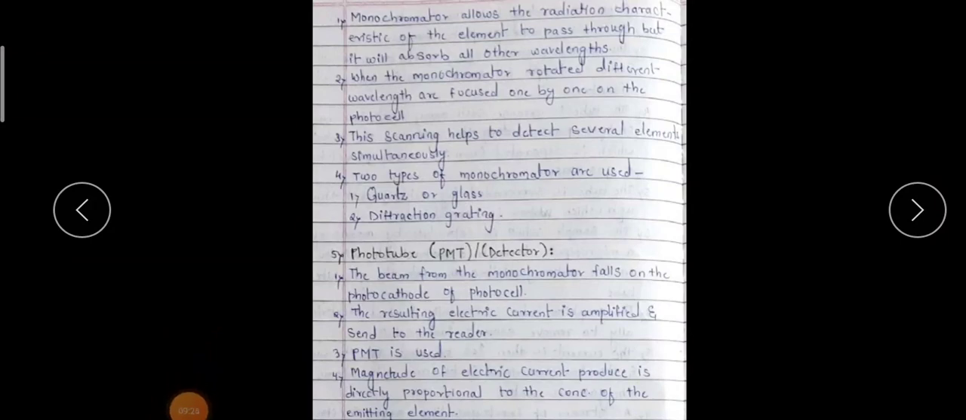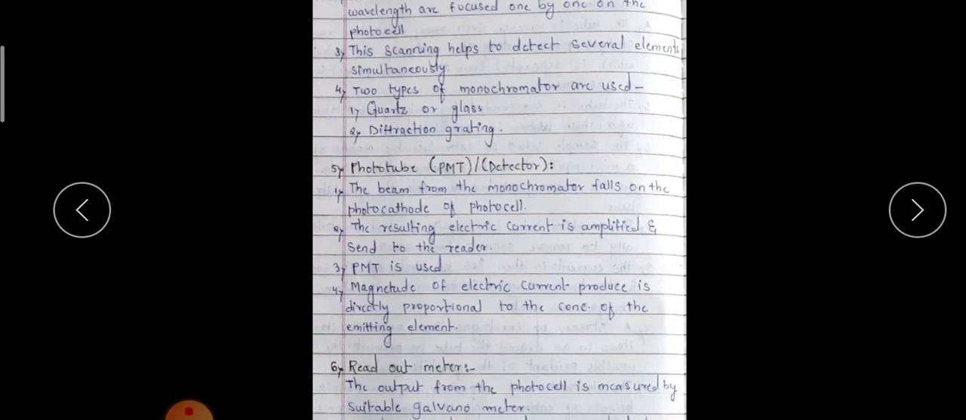Then the phototube, or you can call it a detector. The beam from the monochromator falls on the photocathode of the photocell. Then the resulting electric current will be amplified and sent to the readout. PMT is used, photomultiplier tube is used. The magnitude of the electric current produced is directly proportional to the concentration of the emitting element.